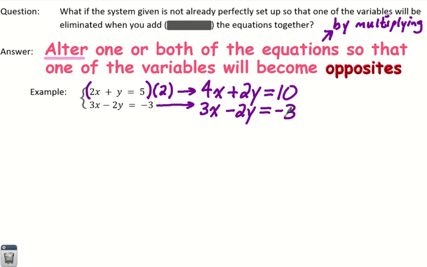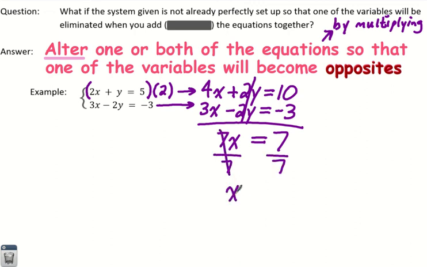And now I have opposites. So I can go ahead and add the equations together and have the y's drop out, and the rest of it becomes 7x equals positive 7. And yada, yada, yada, like before. And so we end up with x equals 1. All right? And again, the rest of this is just like it's always been.